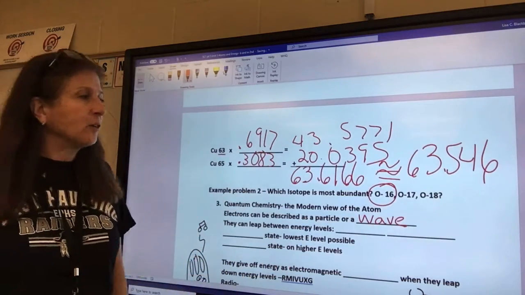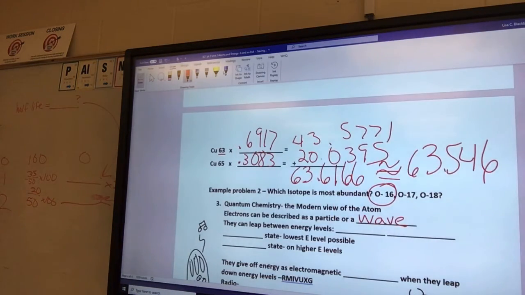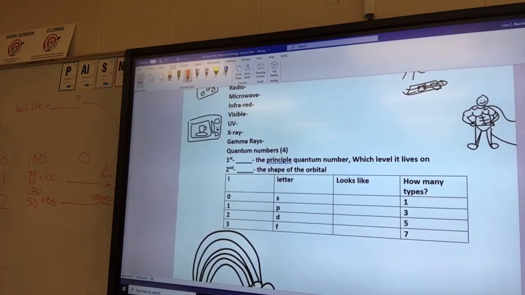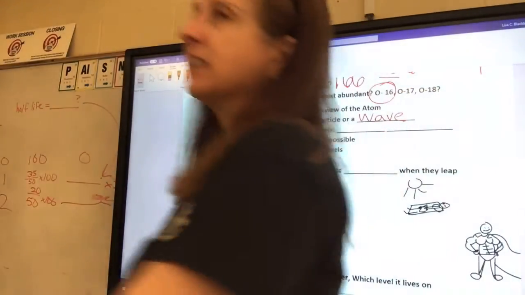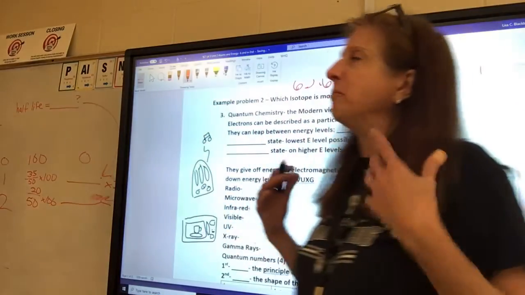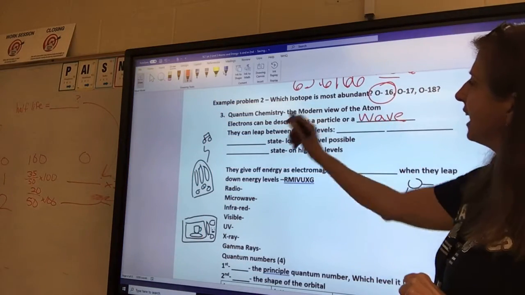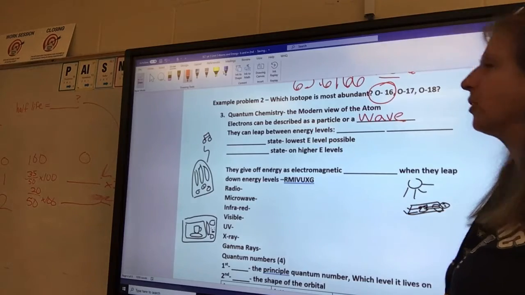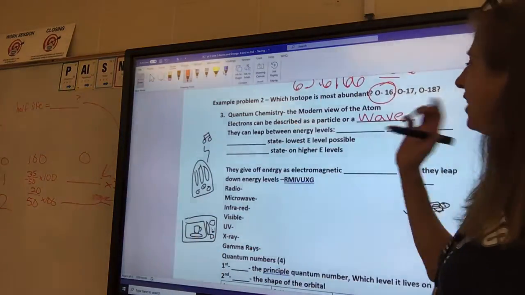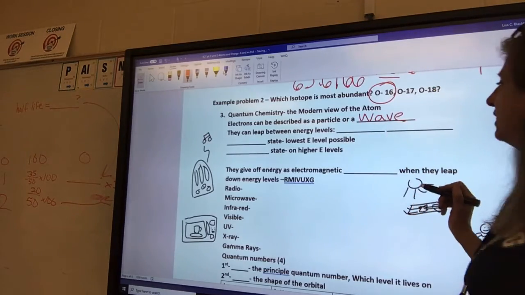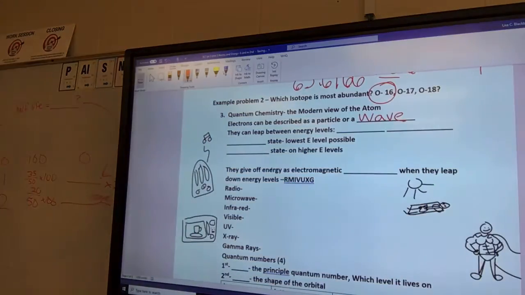All right, so now we're going to learn something brand new you've never learned before, which is very exciting. It is quantum physics or quantum chemistry, and it's the modern idea of the atom. Electrons can be described as a particle or a wave, and I have a demonstration to show you tomorrow with that.